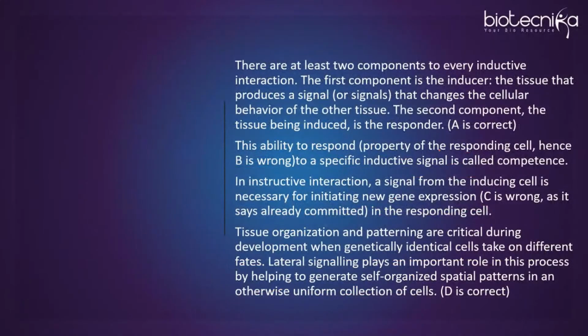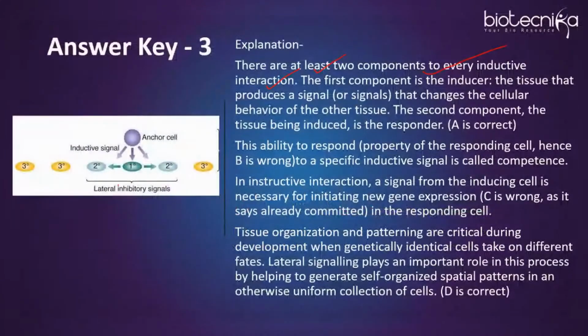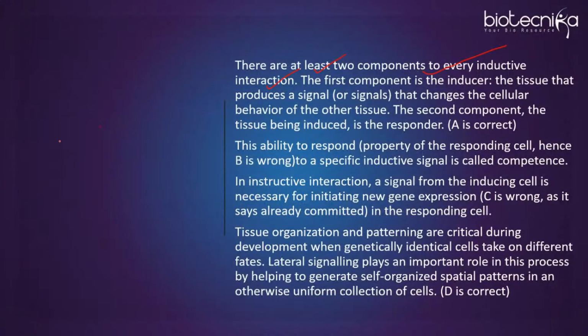So as we know, for an induction there are at least two components to every interaction. The first component is the inducer, the cell which is giving the signal. The second component is the responder. The inducer is the one producing the signal, which will change the cellular behavior of the other tissue. The second component is the one which is getting induced. So this is the responder.